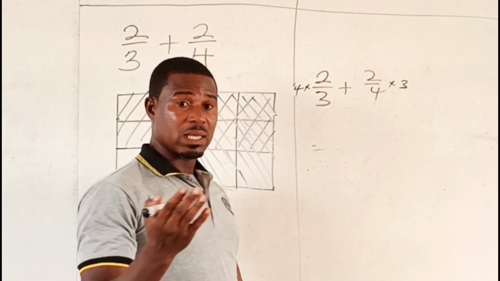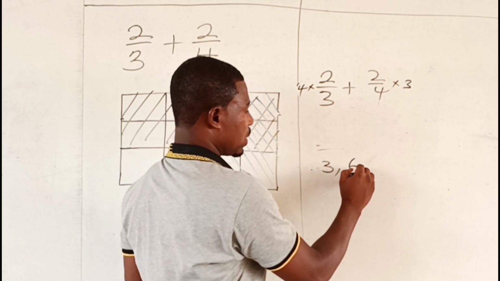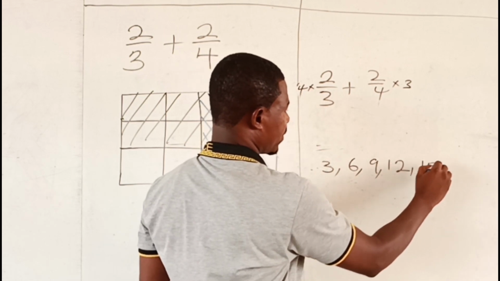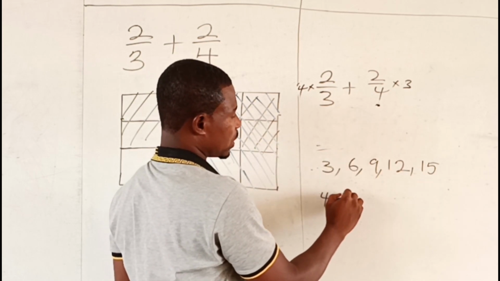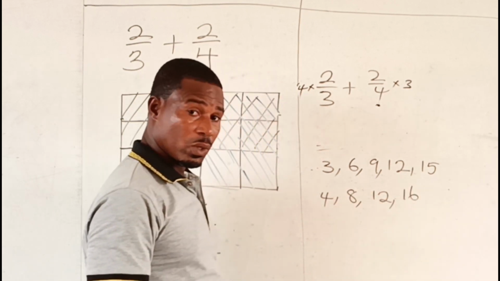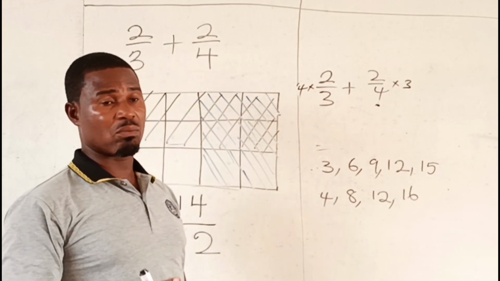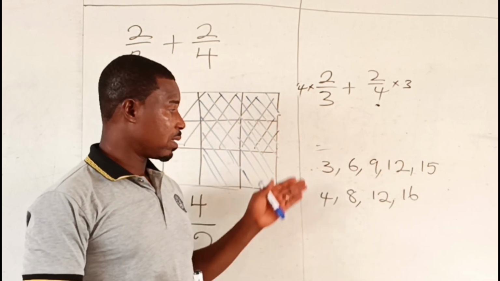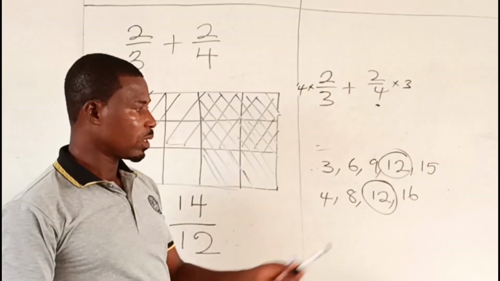Or we can look at the multiples of 3. The multiples of 3 are 3, 6, 9, 12, 15. Then let's look at the multiples of 4. We have 4, 8, 12, 16. We are going to look at the least common multiple, or the first multiple here that is common to both 3 and 4. And that is 12.